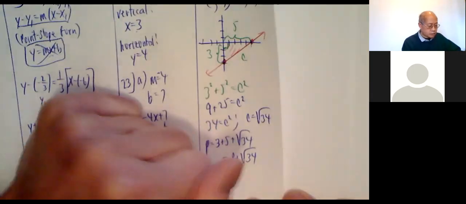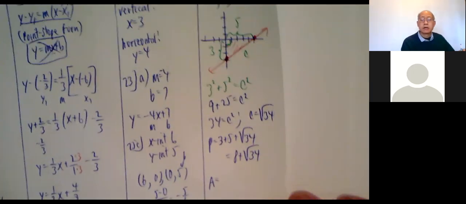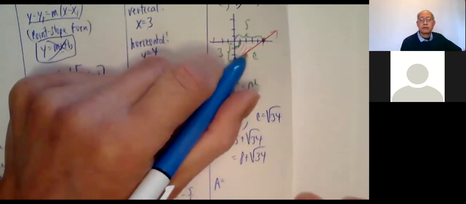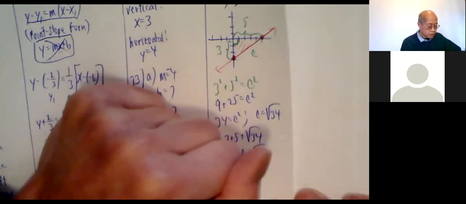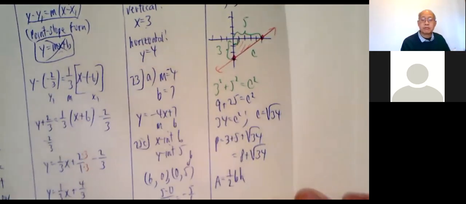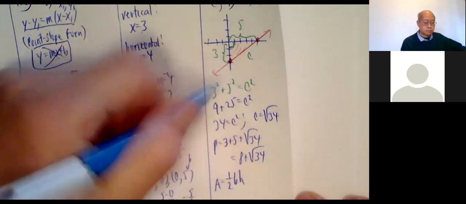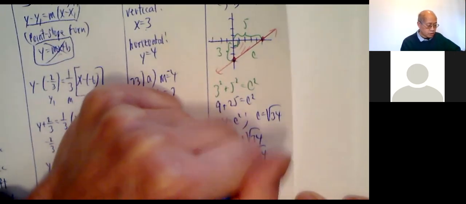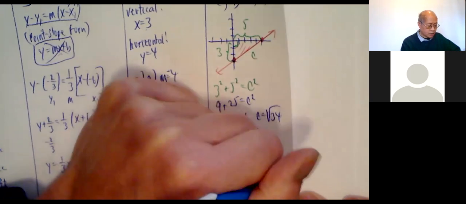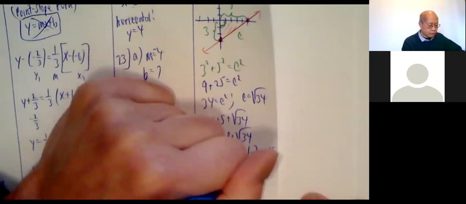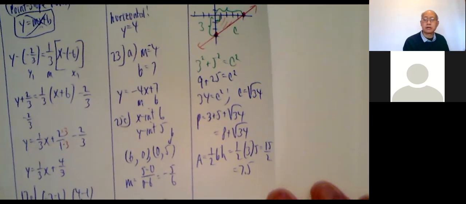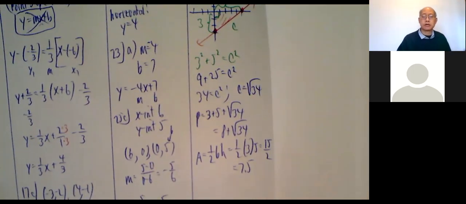And it asks for area. Well, what do we call the area of a triangle? 1/2 base times height. So 1/2 of 3 times 5 is 15 over 2. You can leave it as 15 over 2, or if you like 7.5, that's also okay. So there we go.